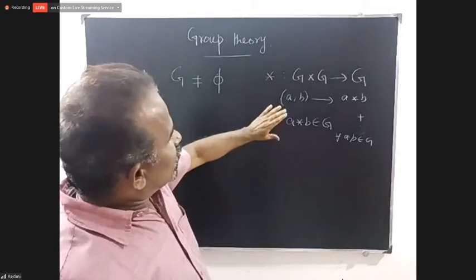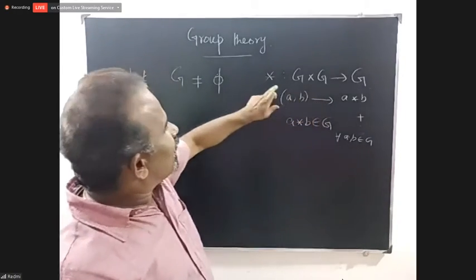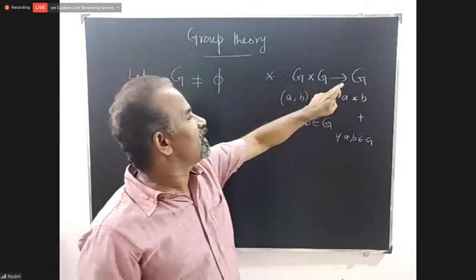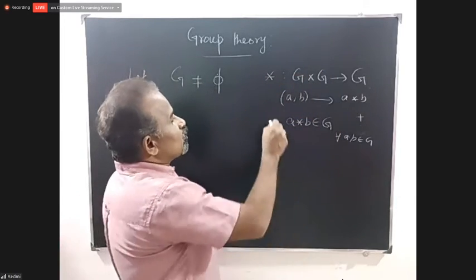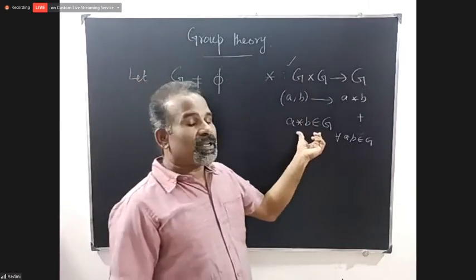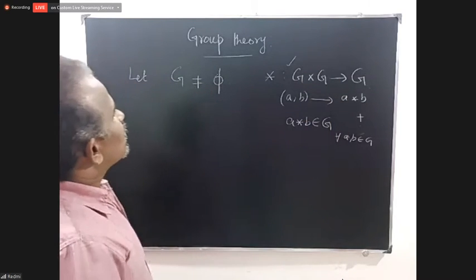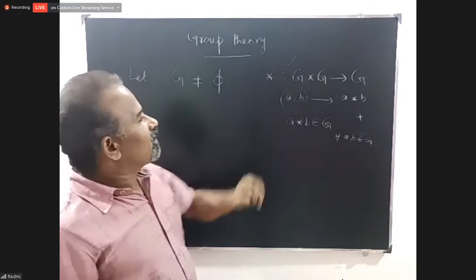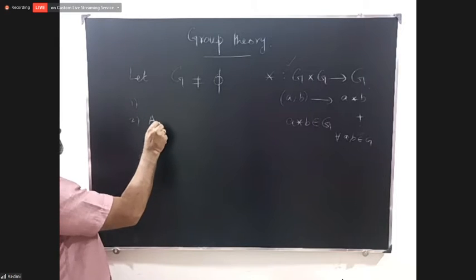So instead of saying the closure property, I am saying that star is a function from G cross G into G. Both are the same. After saying that, there is no need to say that star satisfies the closure property. So the first one is this function. The second property is the associativity property.